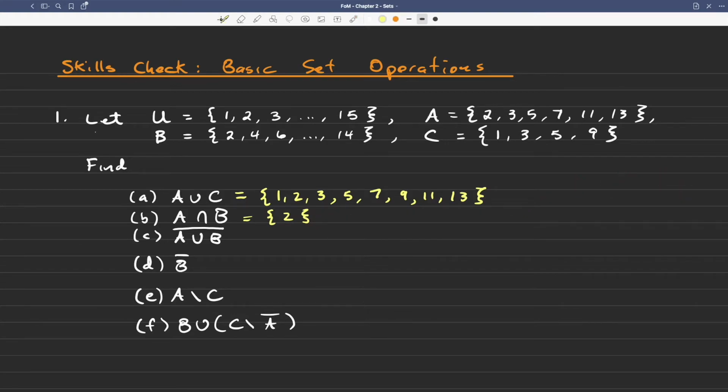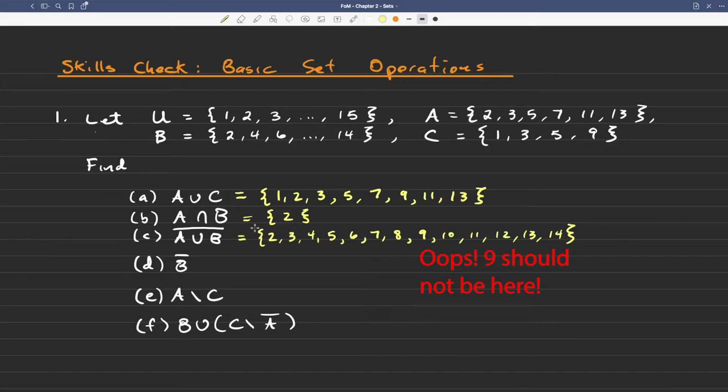Okay, the complement of A union B. So maybe we can just do this in a two-step way. Let's first find the union of A and B. So the union of A and B would be 2, 3, 4, 5, 6, 7, 8, 9, 10, 11, 12, 13, 14, and that's it.